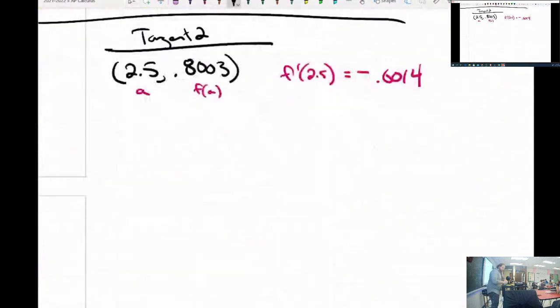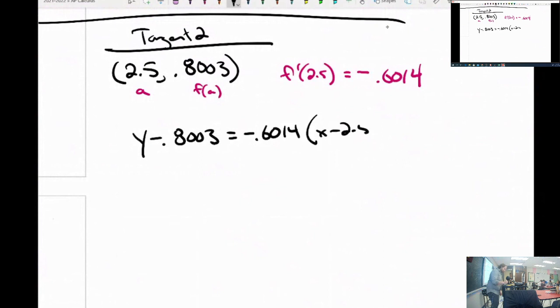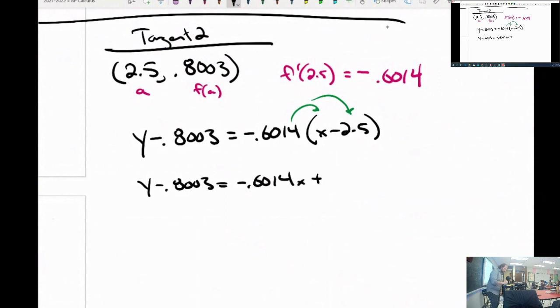So if you follow point slope form, it'd be y minus 0.8003 equals your new slope, negative 0.6014, times x minus 2.5. And again, it's not nice, but that's what it is. What we're going to do now is convert this into slope intercept form. So we'll have y minus 0.8003 equals negative 0.6014x plus 1.5035, and then we'll add this part over.